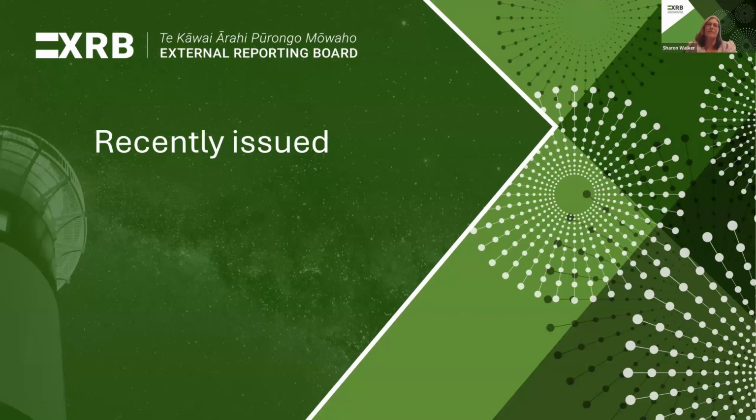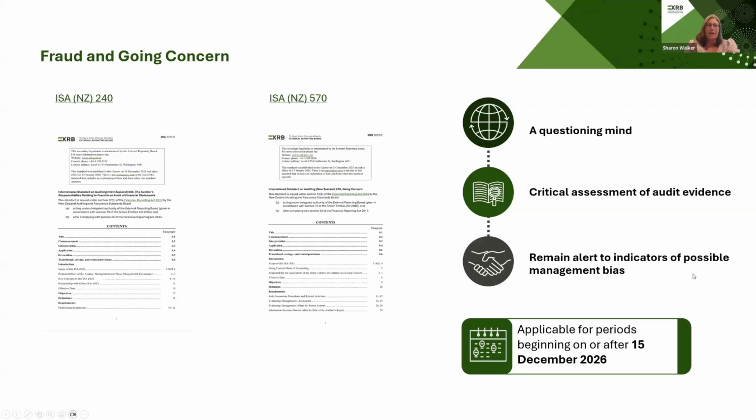Thanks, Lisa. Good afternoon, everyone. So the XRB has recently issued some new auditing standards. They were issued December 2025, and these new standards cover the auditor's responsibility for fraud, so that's ISA NZ 240, and going concern, ISA NZ 570. The new standards are applicable for accounting periods beginning on or after 15 December 2026. Early application of those standards is not permitted. The new standards are based on the international standards.